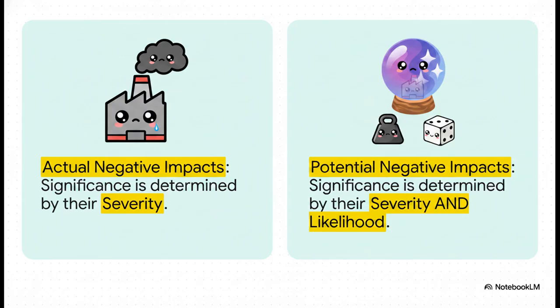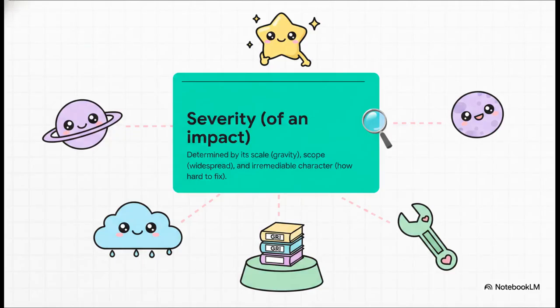When we're talking about negative impacts that have already happened, actual impacts, their significance is all about their severity. But for impacts that are just potential, well, you have to look at two things: how severe they could be and the likelihood that they'll actually happen. It's a subtle but crucial difference. So that leads to the obvious question. What exactly does severity mean here?